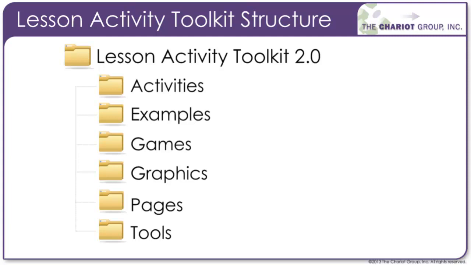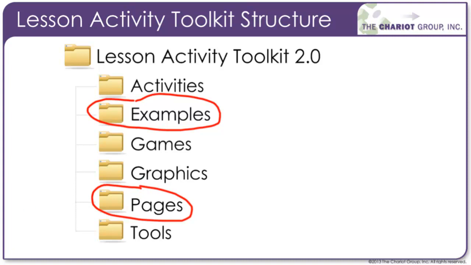The lesson activity toolkit is found in the gallery. And in there, you're going to find several folders. So we're going to look specifically at two folders today. The first is the examples folder. And in the examples folder, we are going to find exactly that, examples of these page templates filled out. So it gives us a chance to look at what is there and how that can help us. Then we're going to come down to the pages folder. And in the pages folder, we are going to find the blank templates that we can use to create our activities for our lessons. So let's take a look at that.